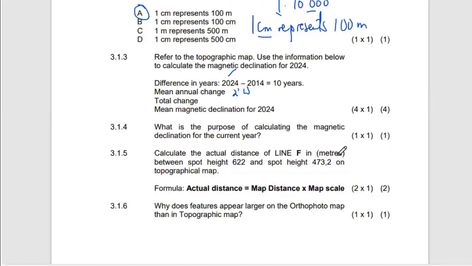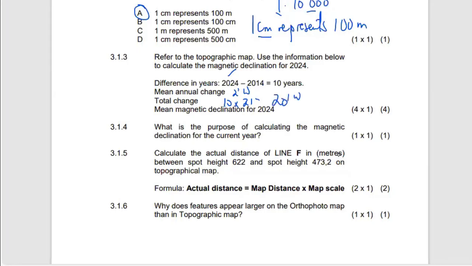for 10 years. From 2014 to 2024, we now have 10 years, which means the angle of declination was changing further to the west for 10 years. So for us to get the total change, this is the average annual change. For every year, it was changing by 2 minutes to the west as an example. For us to get the total change, we are now saying 10 times the 2 minutes to the west. It gives us 10 times 2 minutes, it gives us 20 minutes.